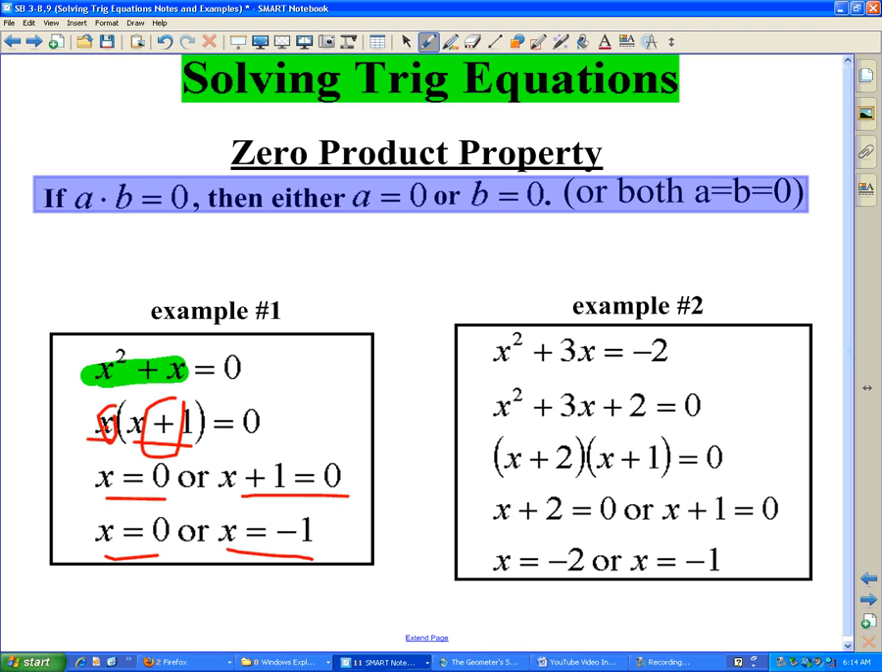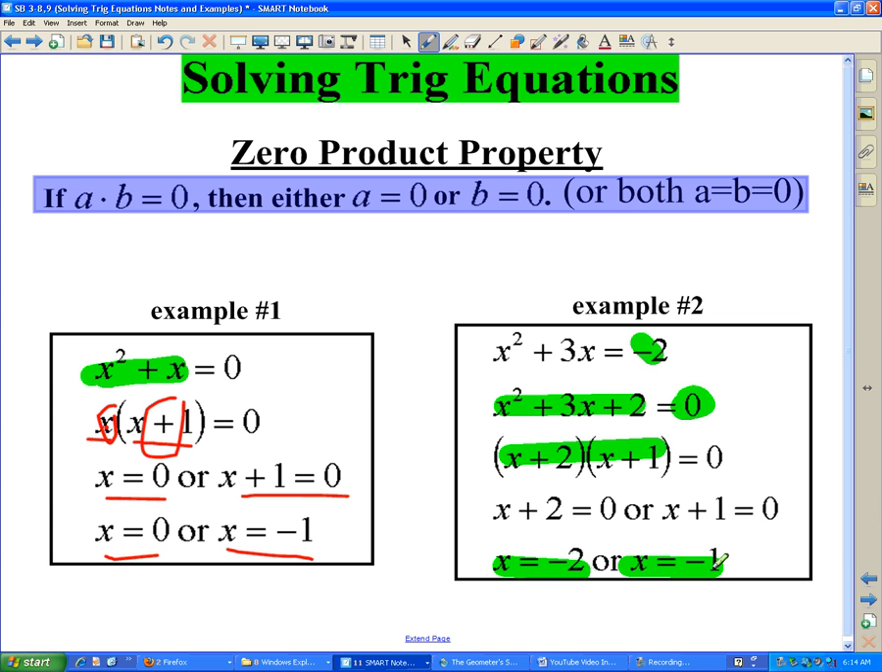This one is not set equal to 0 yet. So we add 2 to the other side. Now it's set equal to 0. Now we factor it. This is part of the review that we did yesterday, which is now on the YouTube channel, so you can check that out. Factor the trinomial into two binomials. What makes x plus 2 equal to 0? Well, that would be negative 2, wouldn't it? What makes x plus 1 equal to 0? That would be a negative 1.